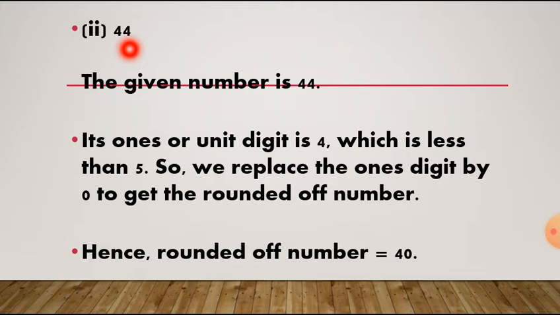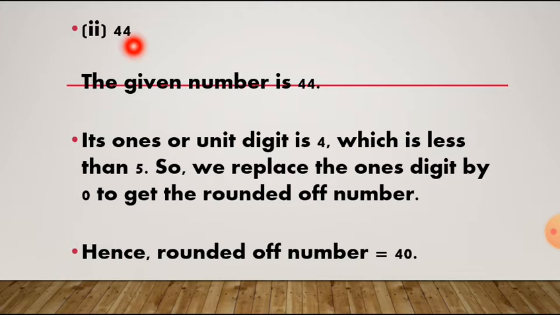So here it is 4, so you can change this ones place by 0. Now it becomes 4, 0, 40. And here the digit is less than 5, and according to the first rule we can answer this.